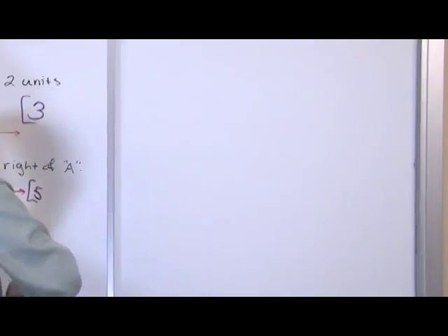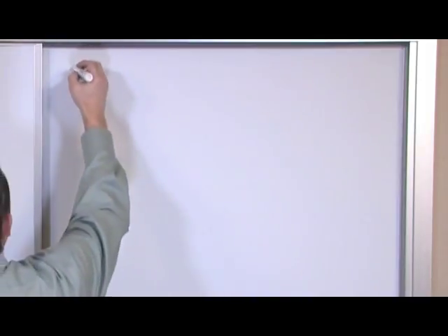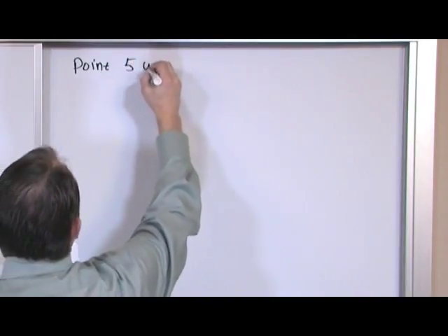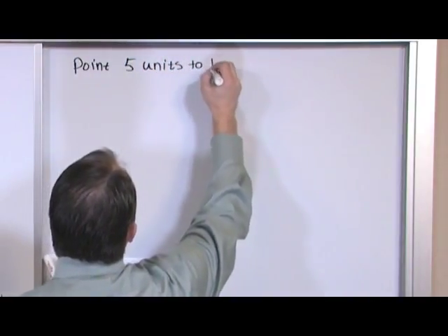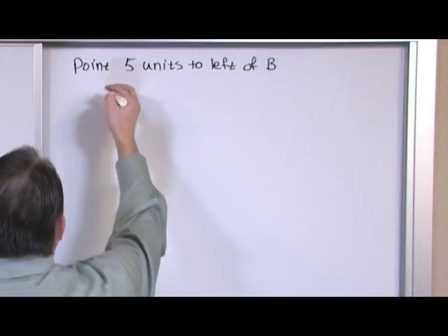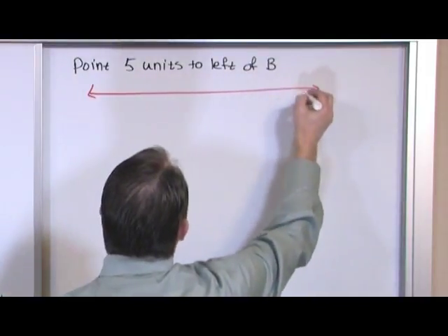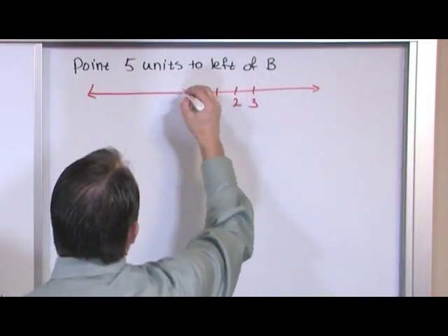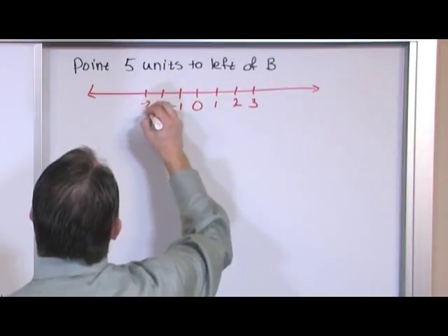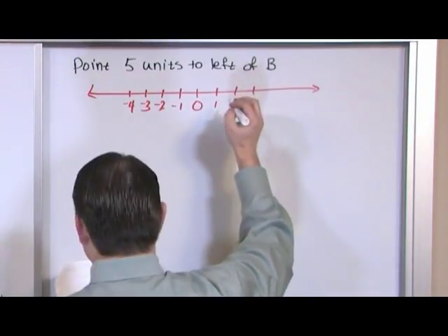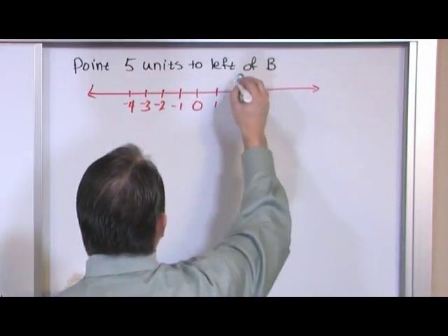Okay, now let's do another one. We want a point 5 units to the left of B. Let's figure out where we're going to put B this time, just to give you some practice. We're going to stick it in exactly the same place. 1, 2, 3, negative 1, negative 2, negative 3, negative 4. And B is going to be the same place as it was before, just our initial starting point for the problem.